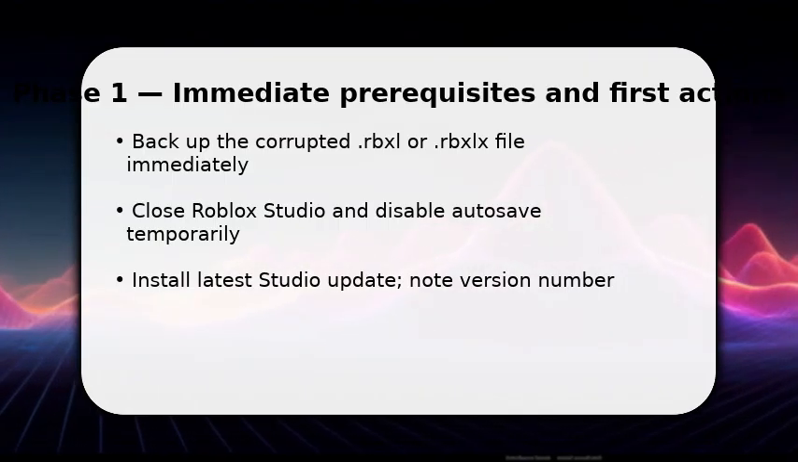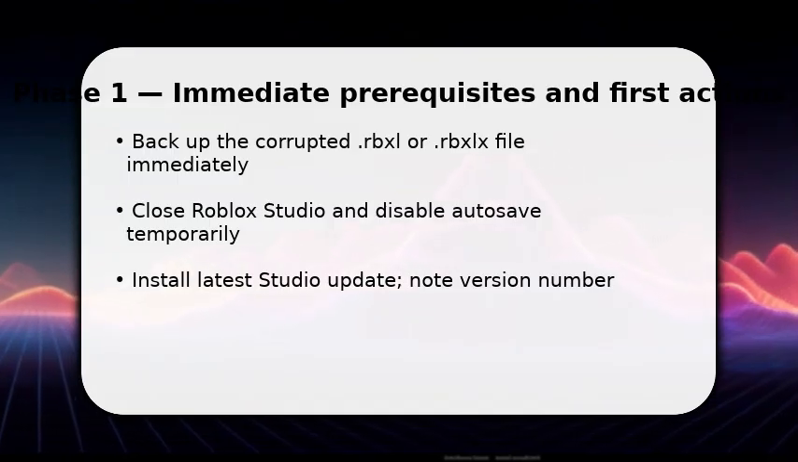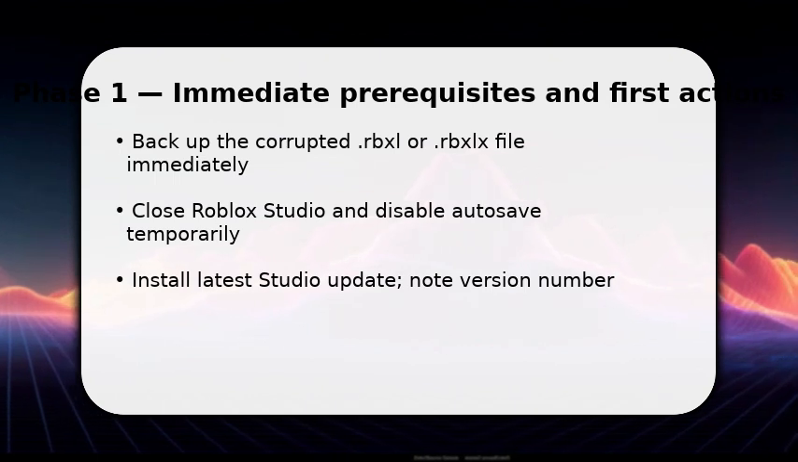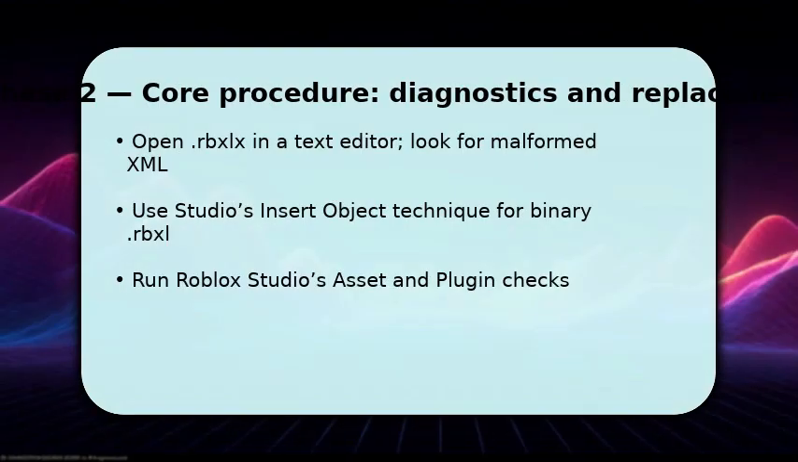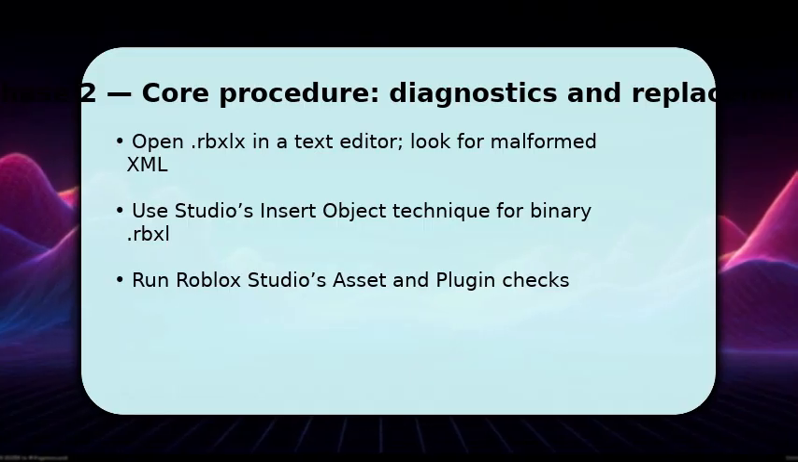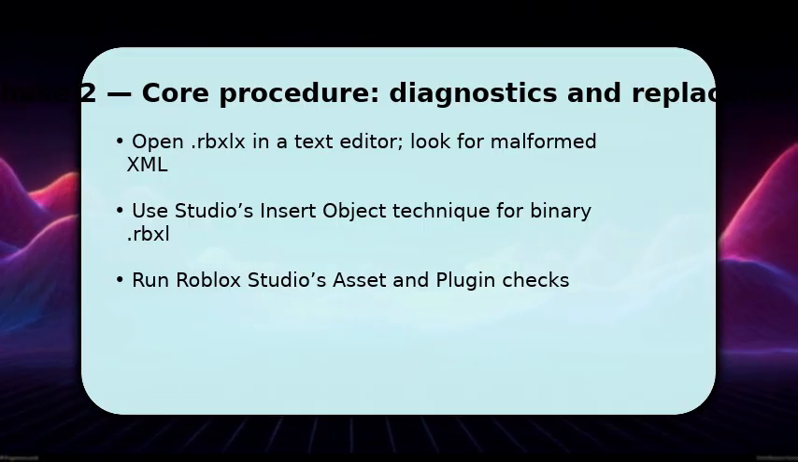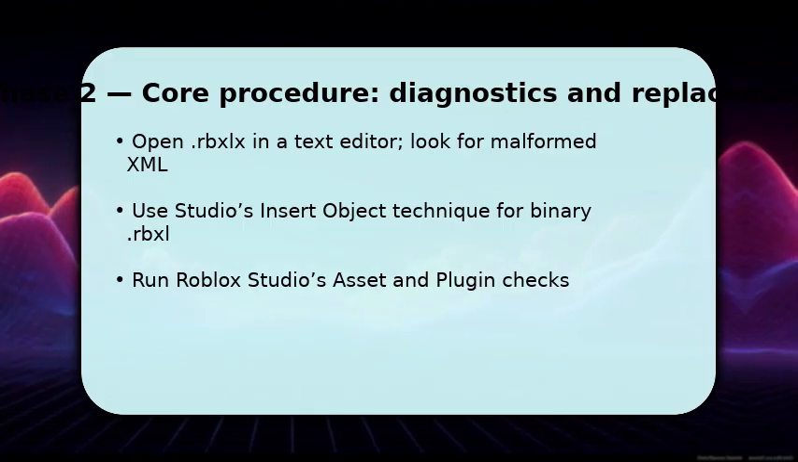Then open a plain text editor to inspect the file header. You want to see whether it's XML, RBXLX, or binary. That determines the next repair method. You now dig into the content. If it's RBXLX, scan for broken XML tags and missing closing elements. Fix them carefully, one tag at a time, because a single error stops parsing.